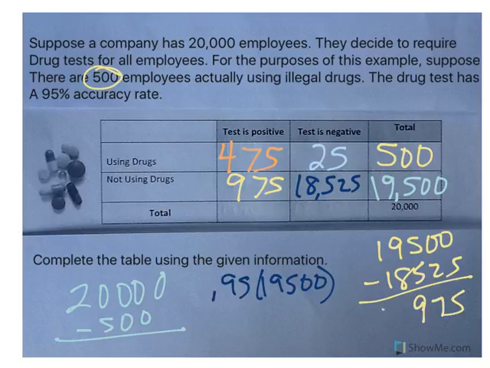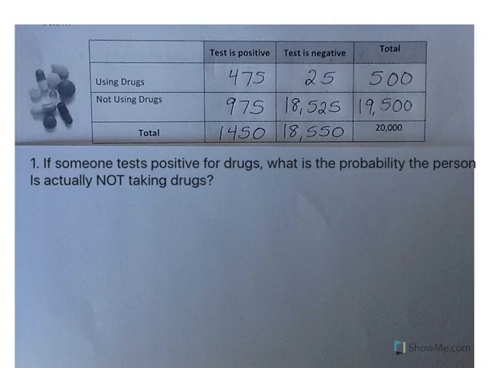Now, make sure that you total them up. I've got 1,450 total positive tests and 18,550 negative tests. These two numbers added together should give me 20,000 in this case. They do. Okay, so let's answer some questions about this table.